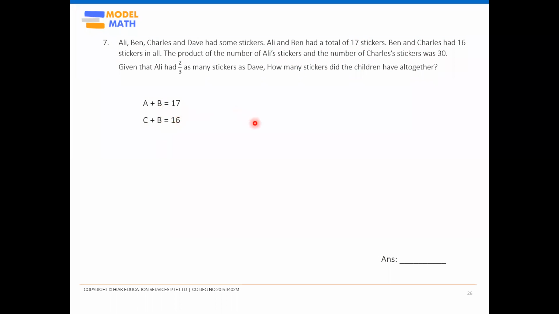Now I can have a third equation because of this. The product of Ali and Charles was 30. So product means a multiplication happening between both of them. So A times C equals 30. And the last information over here, Ali had 2/3 as many stickers as Dave. So from this fraction, Ali has 2 units and Dave has 3 units. So we can put a ratio for that, A to D, 2:3.